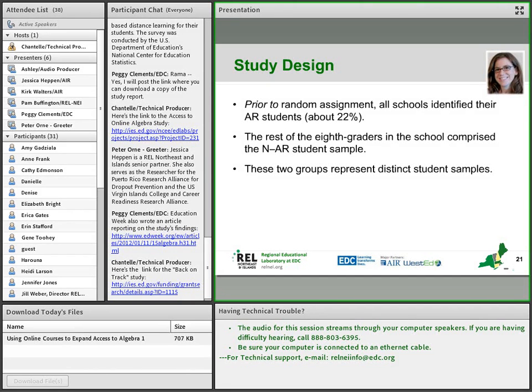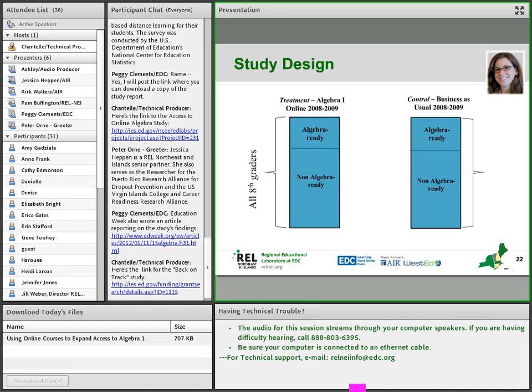And again, the rest of the 8th graders in the school made up the non-algebra ready student sample. And these two groups, as I'll show you in the next slide with a figure, represent distinct student samples. So we never compare the Algebra Ready to the non-Algebra Ready students, and the non-Algebra Ready students aren't offered the online Algebra I course. So you'll see that in the next slide.